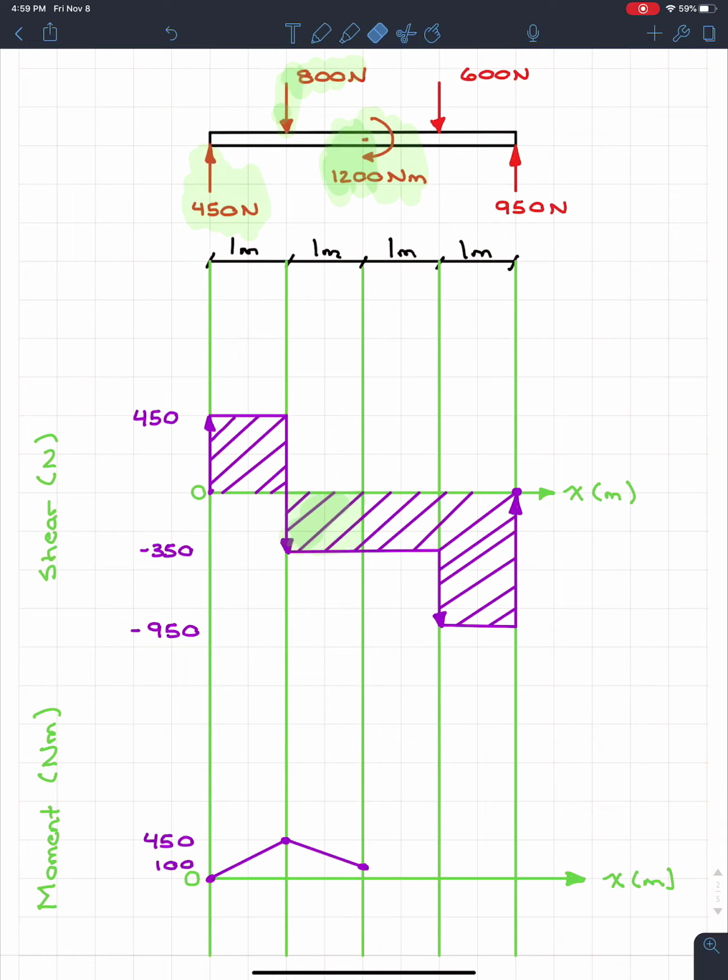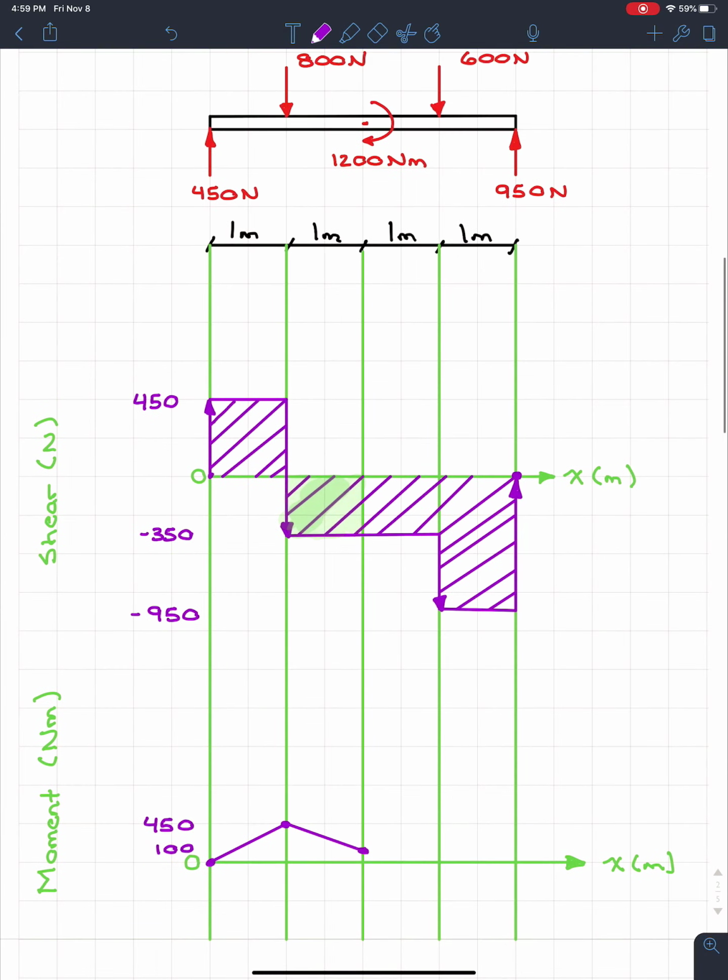Now, this is where it's going to get tricky. If I have a negative moment, which is what I have in this case, this is actually going to bring my diagram up. So a negative moment brings the diagram up, and a positive moment brings the diagram down. And that just has to do with the sign convention that we defined.